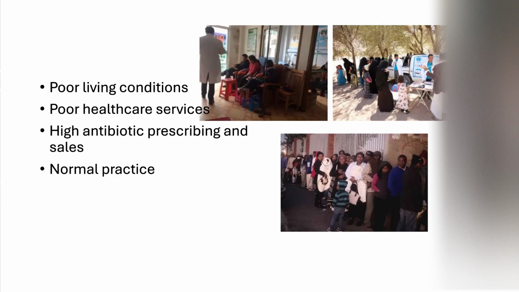And so there's this real tension between making sure that the population can get access to medicines and trying to constrain overuse. Because a lot of the people who are delivering these medicines are private businesses, so the profit motive comes in and promotes sales. So we have high antibiotic prescribing and high antibiotic sales, and that becomes really normal practice.